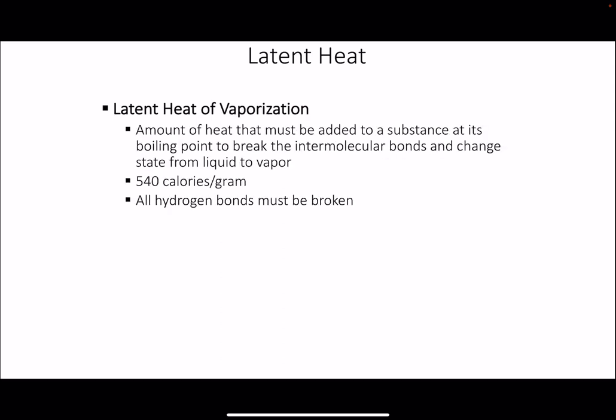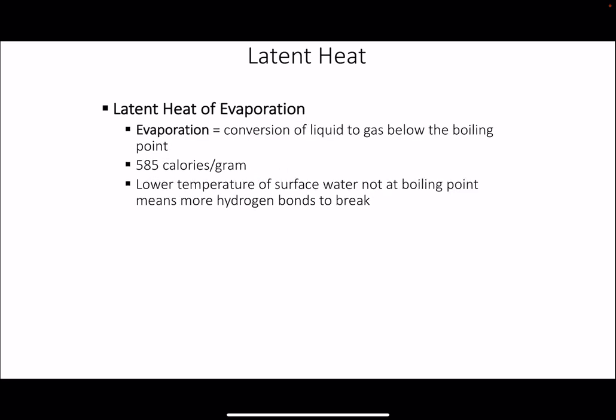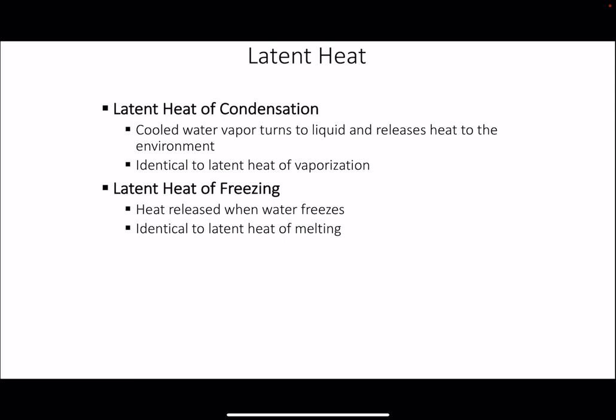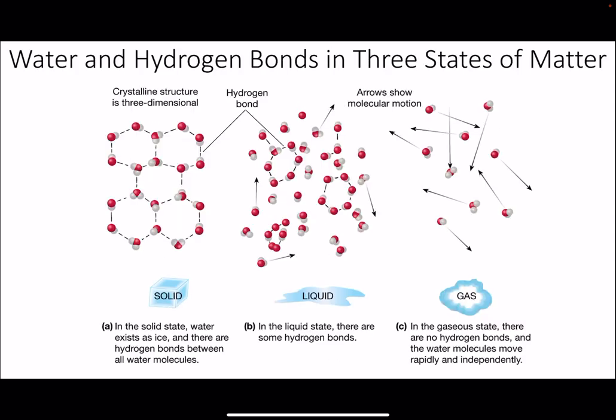The latent heat of vaporization is how much you need to add at the boiling point to break all those bonds. Remember, because of gas, all those molecules are completely independent of one another, and that's a big number. You have to break all those hydrogen bonds. So these latent heat values are really big. And then the latent heat of evaporation is conversion of liquid to a gas, and this is below the boiling point, okay? So here then are your other definitions for your latent heat of condensation and your latent heat of freezing.